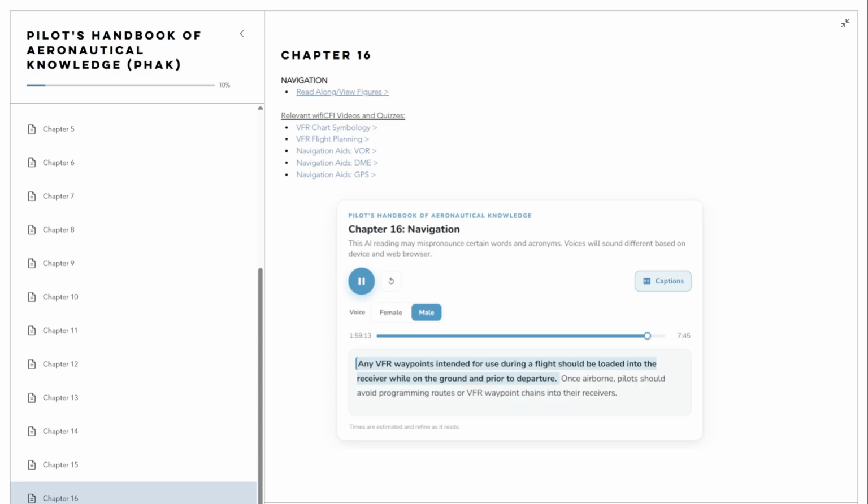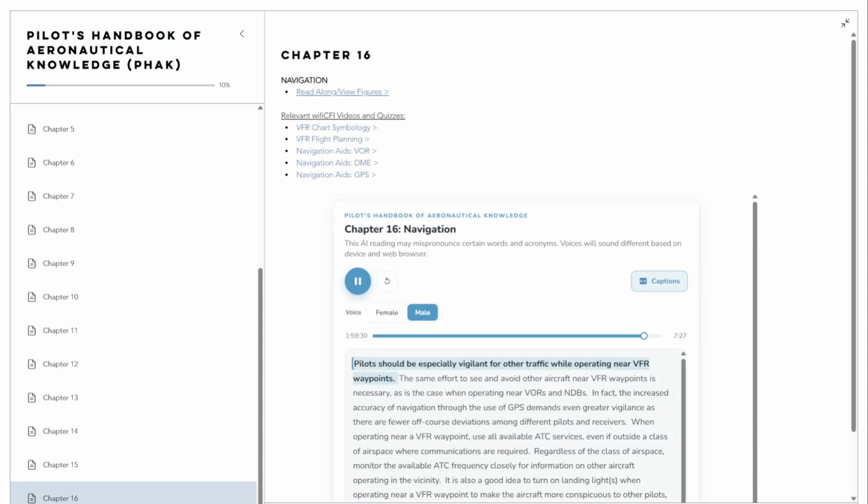Any VFR waypoints intended for use during a flight should be loaded into the receiver while on the ground and prior to departure. Once airborne, pilots should avoid programming routes or VFR waypoint chains into their receivers. Pilots should be especially vigilant for other traffic while operating near VFR waypoints.